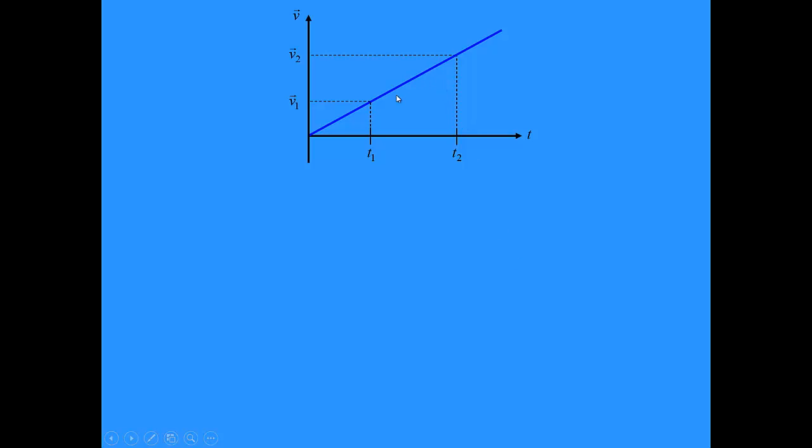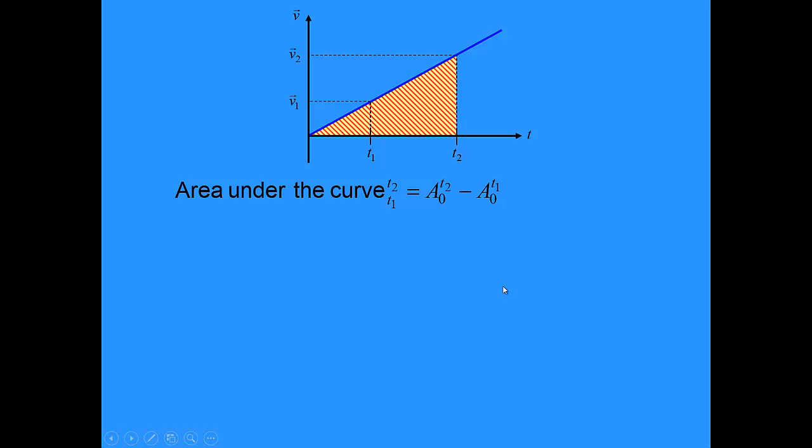Now, we could find the area under the curve here. We could break it up maybe into a rectangle and a triangle, or use a trapezoid equation if you know that. But it's almost easier to just find the area under the curve from t1 to t2 by finding the area from 0 to t2, which is the big triangle, minus the area from 0 to t1, subtract off the little triangle, and that gives us the area in between.